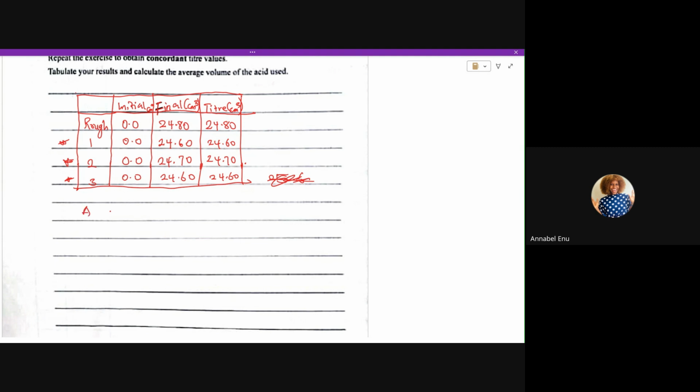Now our average volume would be equal to 24.60 plus 24.70 plus 24.60. We're not including the rough, right? Divided by 3. So this will be equal to 24.63 by the time we add up and divide. Always remember to include your units.